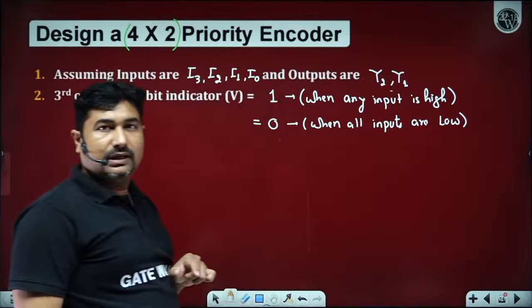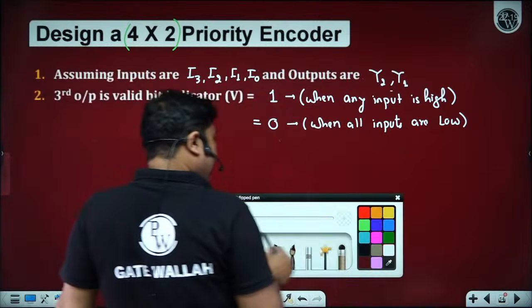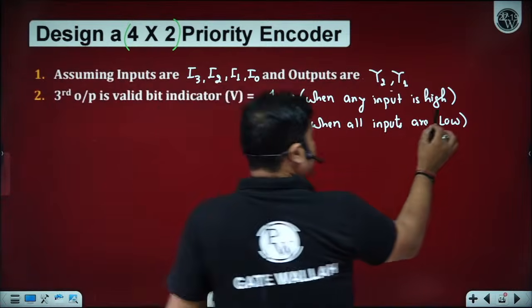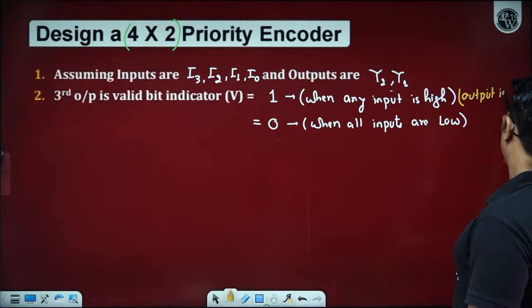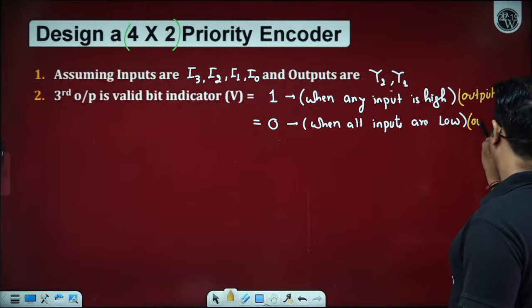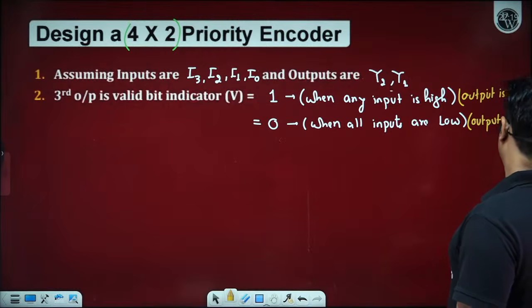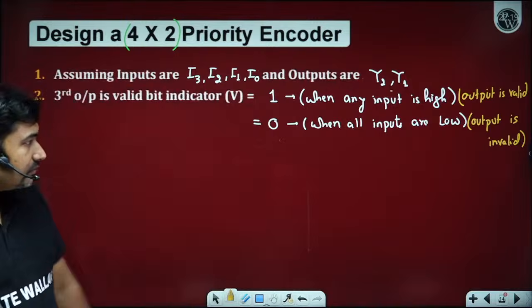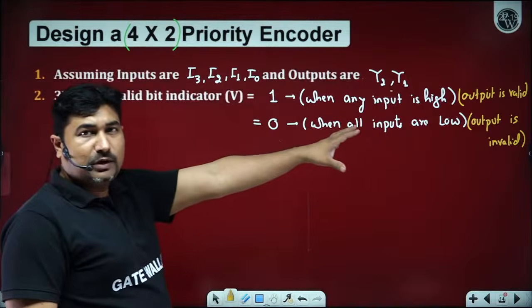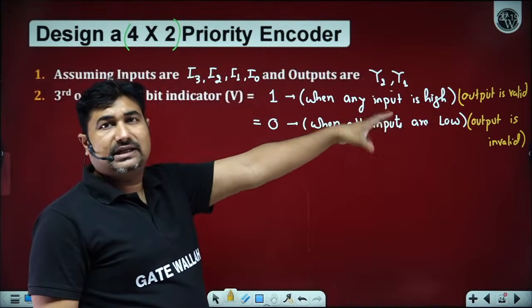Okay? Yes, sir. 1 means output is valid and 0 means output is invalid. Is it okay? Yes, sir. So now we know about the inputs, outputs and their relationship.